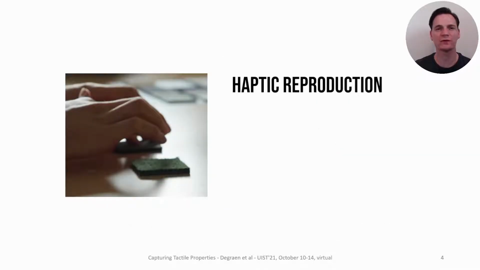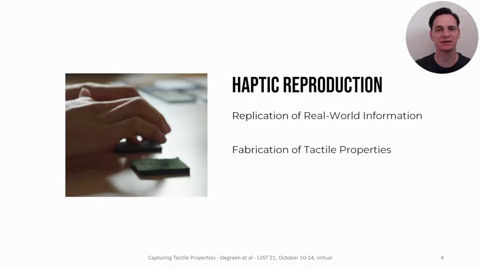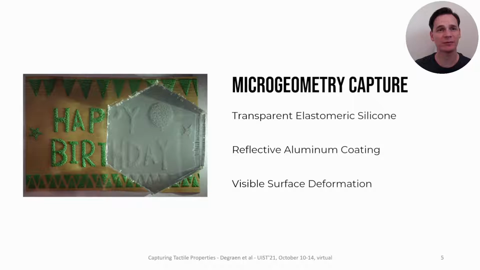In this work, we focus on haptic reproduction. This means that we start from real-world information to fabricate tactile properties, and in order to do so, we follow an end-to-end process. To replicate physical properties, we use a microgeometry capturing method. This uses a transparent elastomeric silicone, which is coated with a reflective aluminum powder. This enables us to visualize stable surface deformations of an object pressed against it.